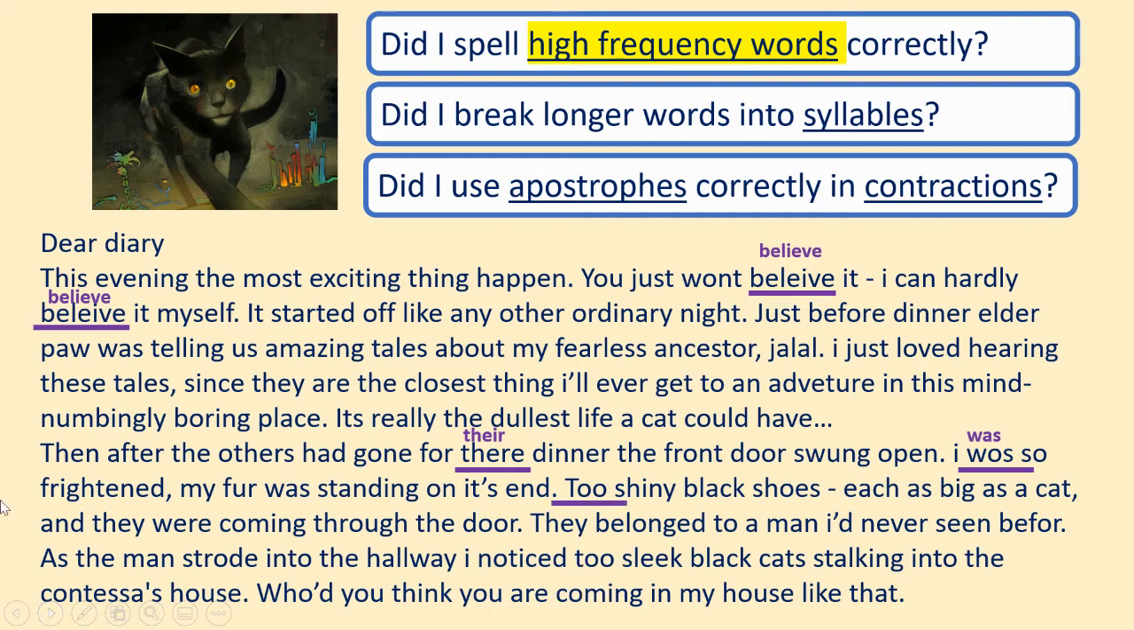Okay, and I've also got another word here, which is two shiny black shoes. Well, that says two, but it's not the correct one. I need the number two, because there are two of them. 1, 2. So how do you spell two? It's the number, and I don't want you to put the figure 2. I want you to spell it, because this is in our writing.